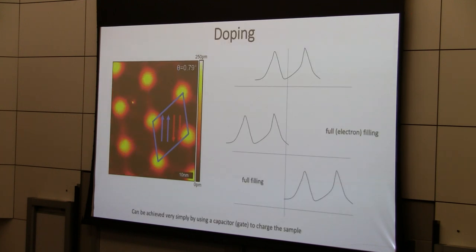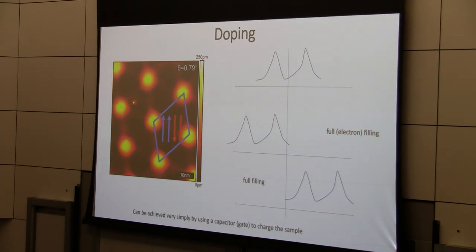Okay, so now we can ask the question, what happens as you start to dope electrons or holes into the system? And if you go through the math, what you will figure out is, in order to completely fill this band, you have to put four electrons or holes onto one of these Moiré unit cells. So here's a Moiré unit cell. So four electrons corresponds to full filling of one of these things.